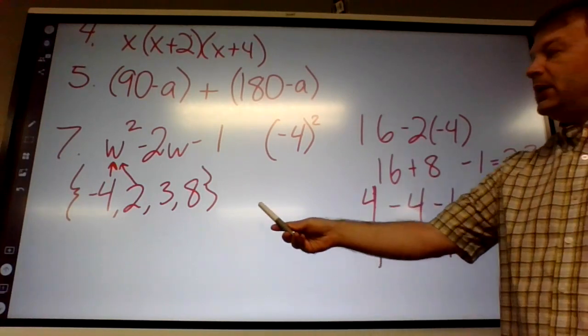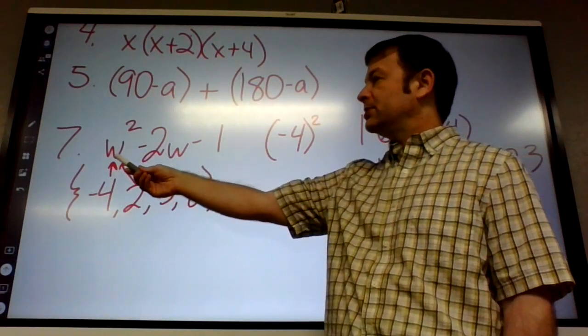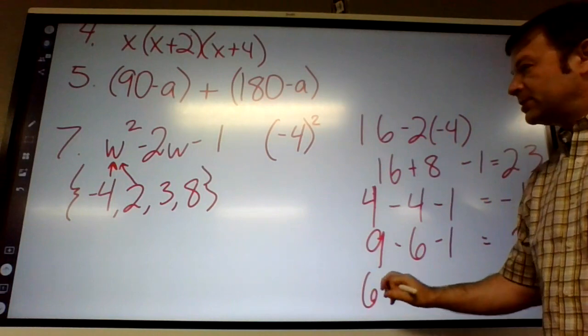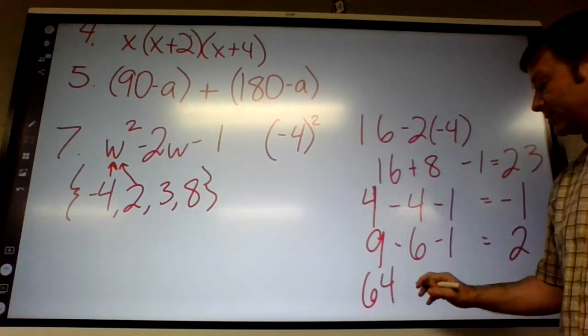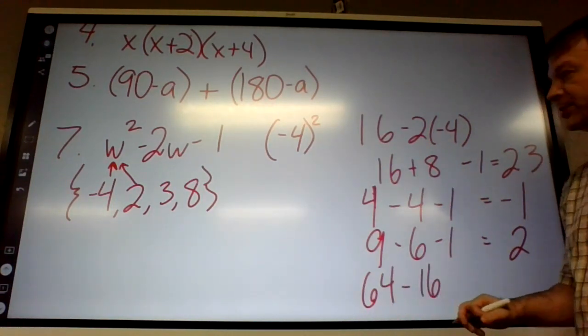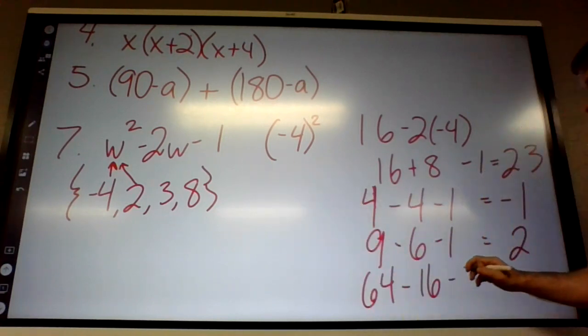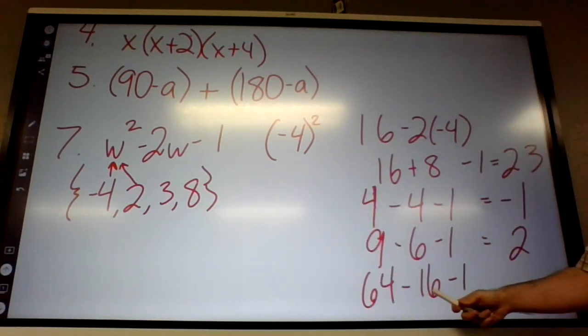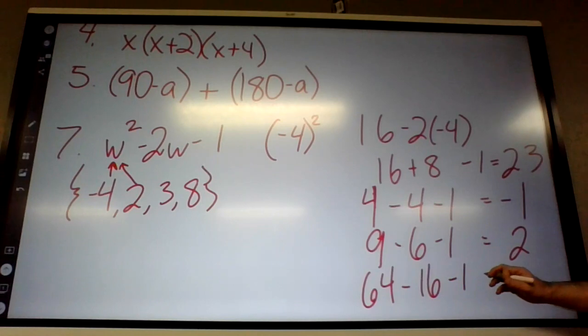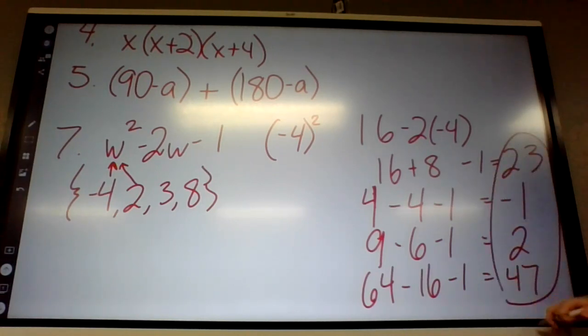If we plug in 8, what's 8 squared? 64 minus 2 times 8. That'd be minus 16, minus 1. 64 minus 16 is 48. Minus 1 is 47. So those are the 4.